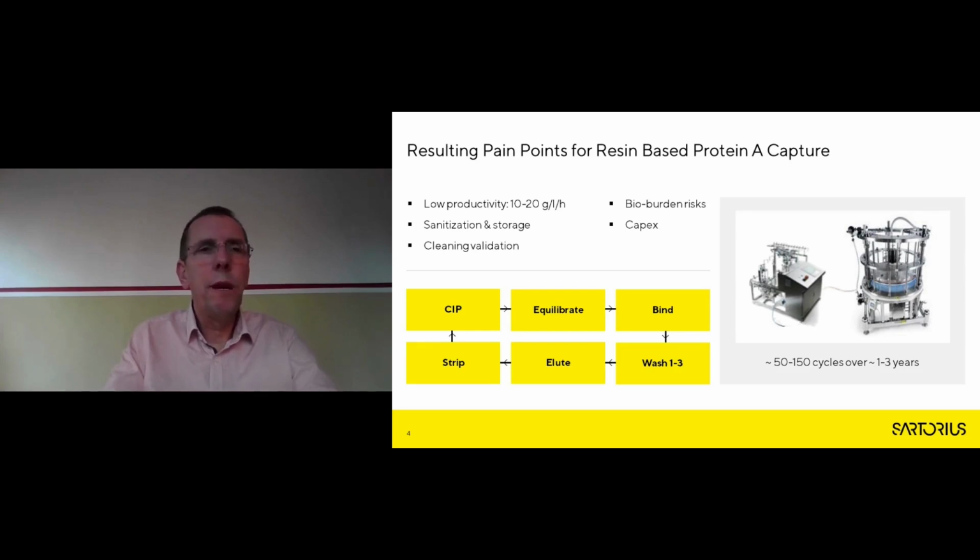A full chromatographic cycle takes hours of processing time. Therefore, only a handful of cycles can be performed for a single batch. After each batch, the packed column needs to be sanitized. Cleaning validation becomes a necessity and bioburden risks need to be managed. Last but not least, large capital expenditure need to be made. An additional pain point is the underutilization of the resin lifetime during clinical phase and related costs.